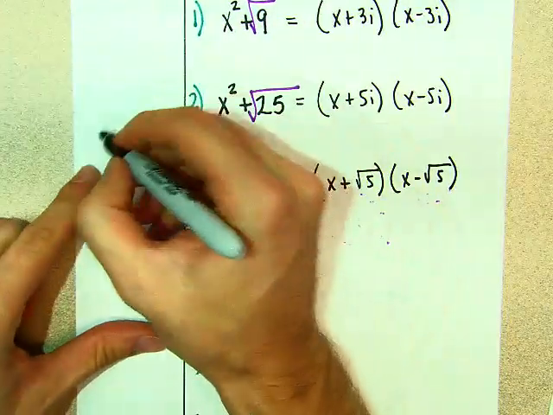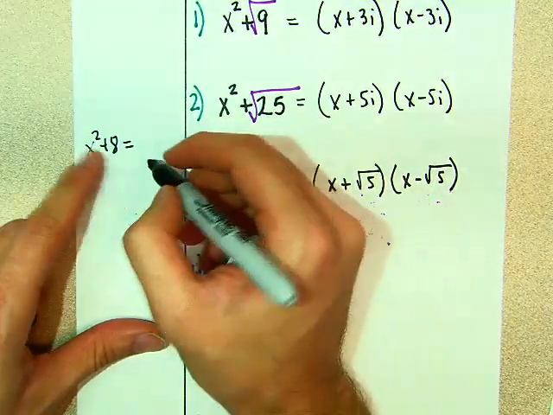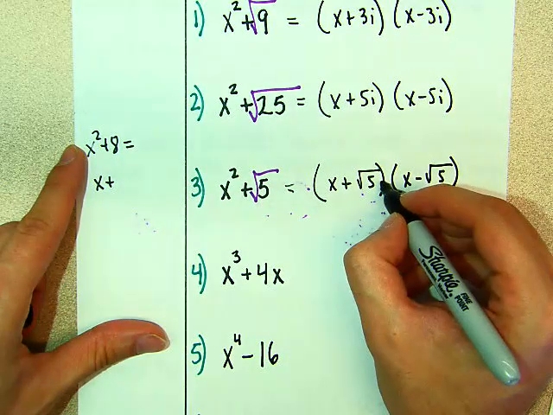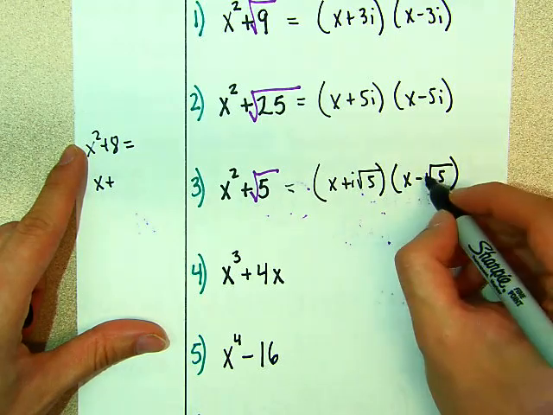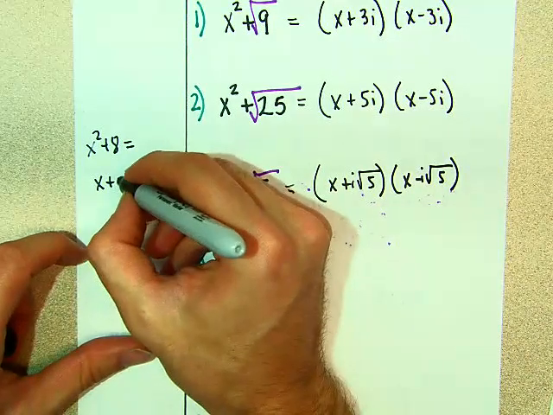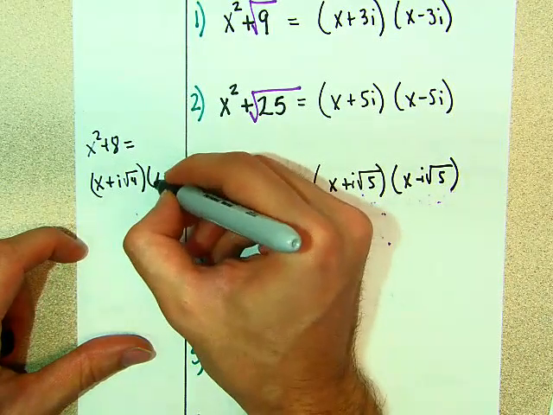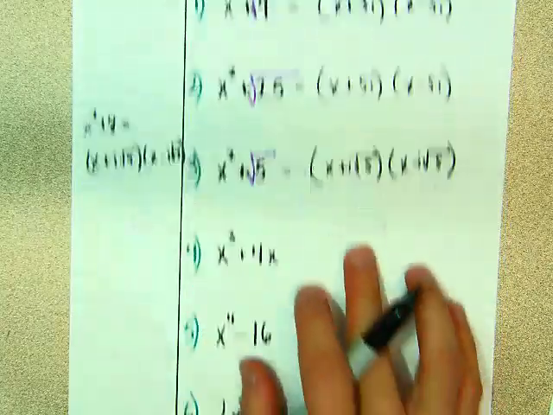For example, if I had x squared plus 8, 8 is not a perfect square, so this can simply factor as x plus, oops, we're missing something here. Sorry, there should be an i here, right? This should be x plus i square root of 8 times x minus i square root of 8, okay? And these two are equivalent.